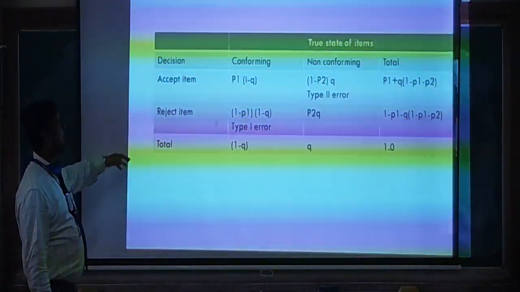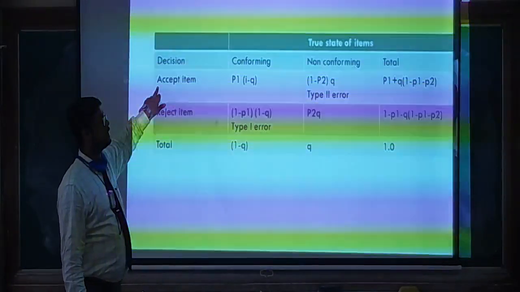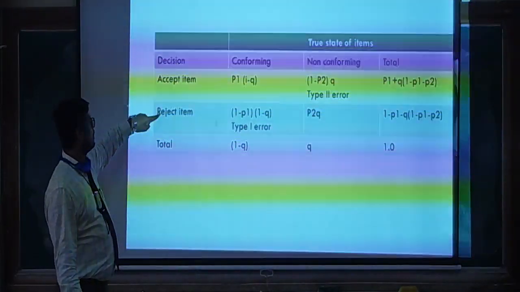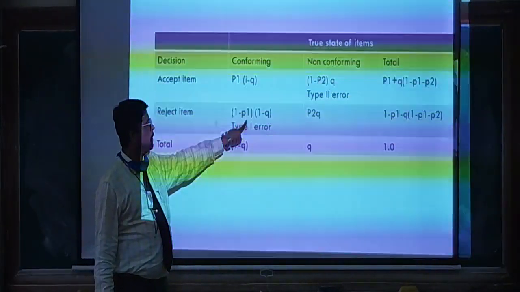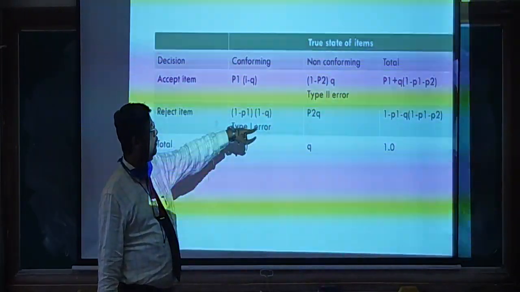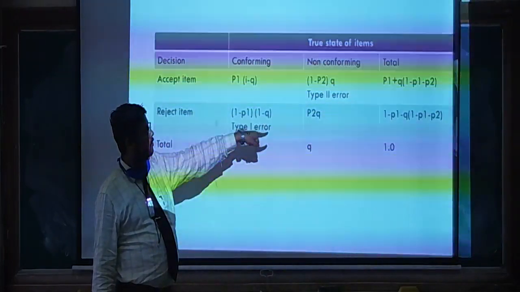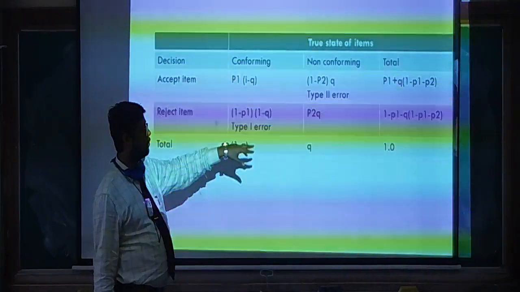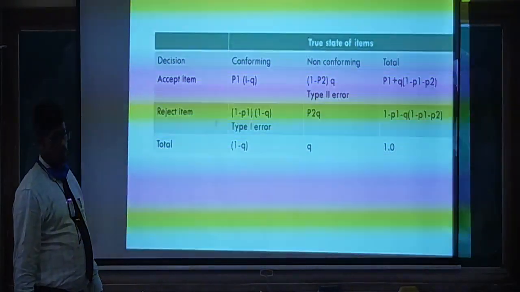Then the items, those are the total number of items, confirming and non-confirming items. Rejecting the item: 1 minus P1 into 1 minus Q, that is a type 1 error here, and P2 into Q. So total items are 1 minus P1 minus Q into bracket 1 minus P1 minus P2. So that is the total items in the true state.